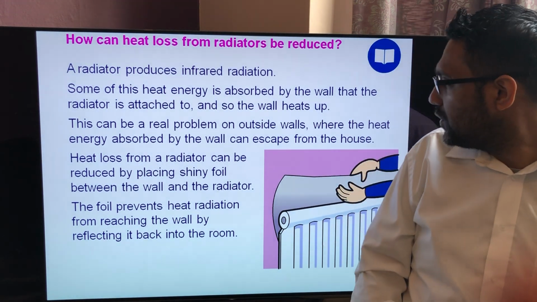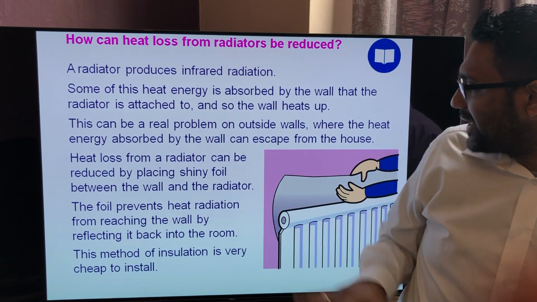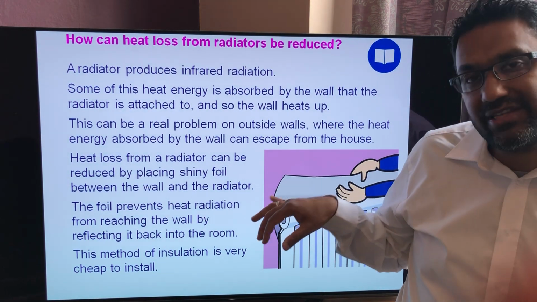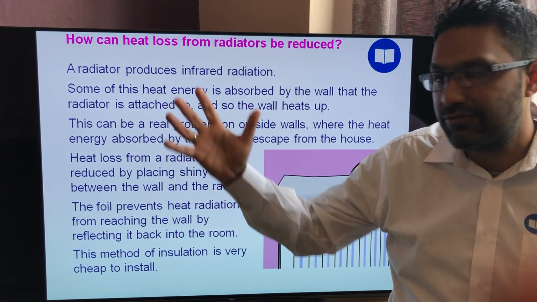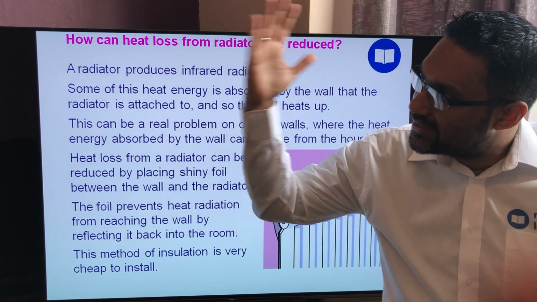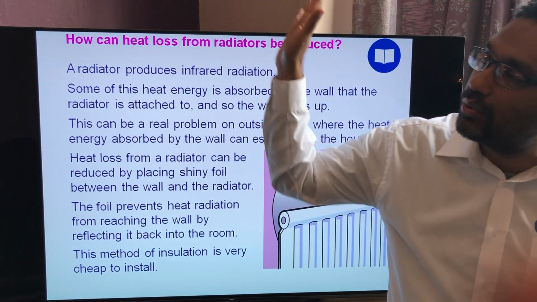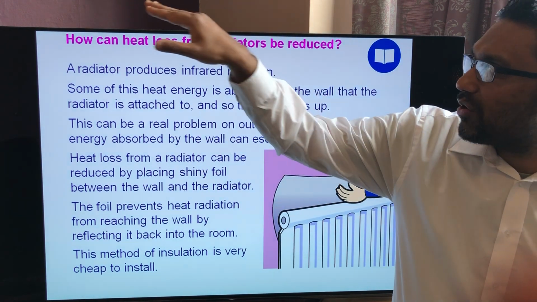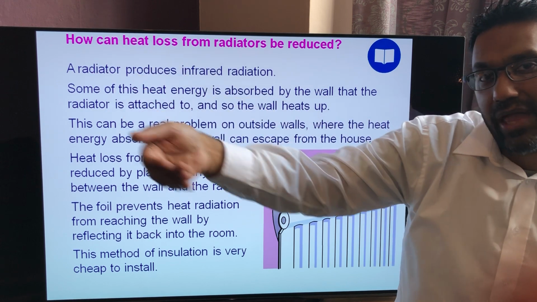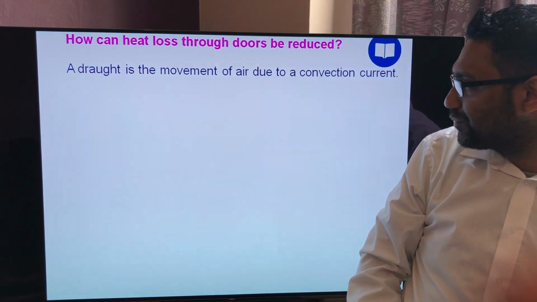Okay, so using foil, you can use the same idea, having this aluminium type foil in the cavity wall insulation. So you packed it full of foam, but on the inner side, when you're building the house, if you line it with aluminium foil, then any infrared radiation trying to go through that wall will reflect and come back in.